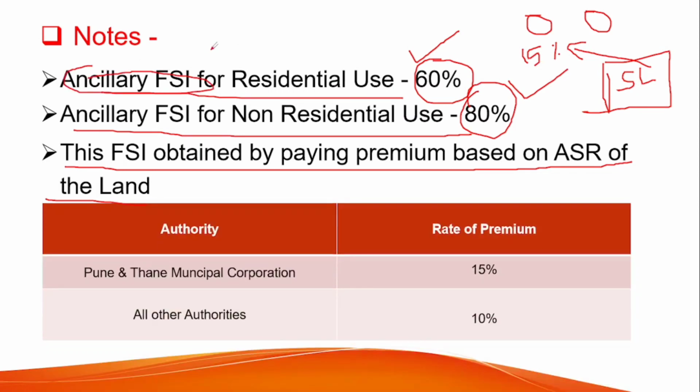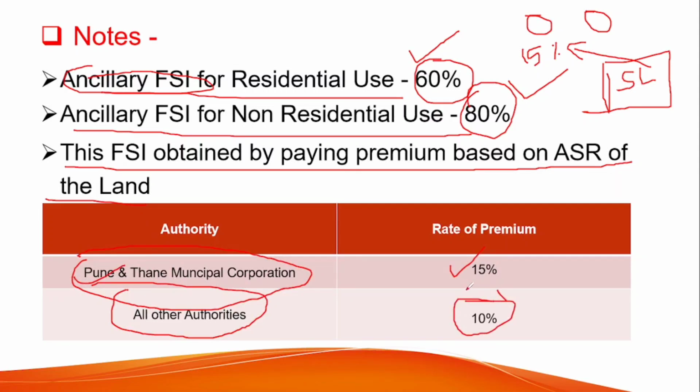Okay, so see, here are the rates of premium in Pune and Thane municipal corporations. The rate of premium is 15%, and for all other authorities except Pune and Thane municipal corporations, the rate of premium is 10%. Okay, so if a calculation problem comes in, then you have to remember that for Pune and Thane, the rate of premium is 15%, and for all other authorities, the rate of premium is 10%.